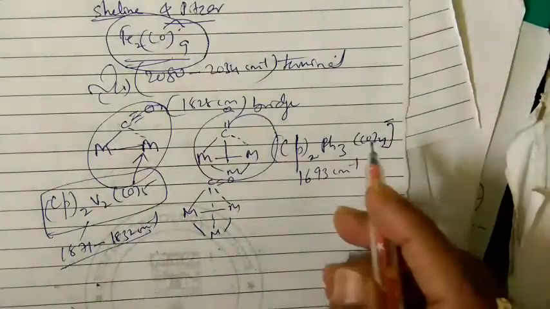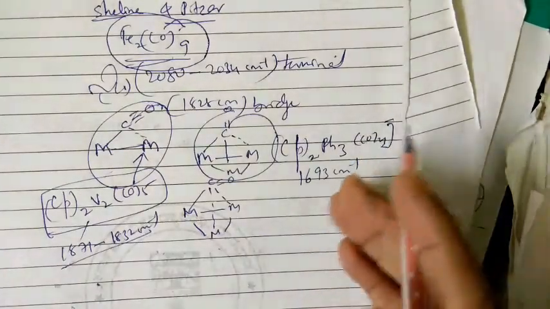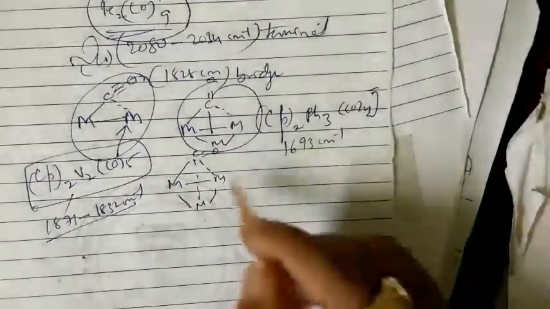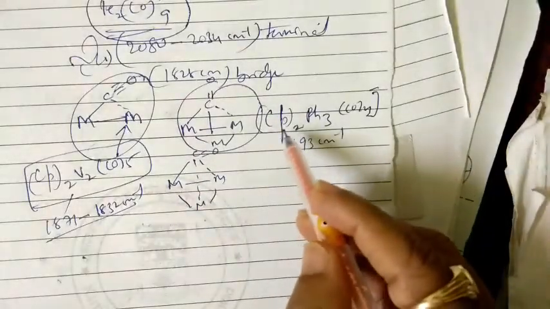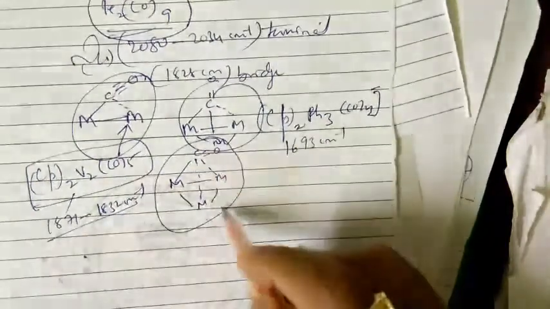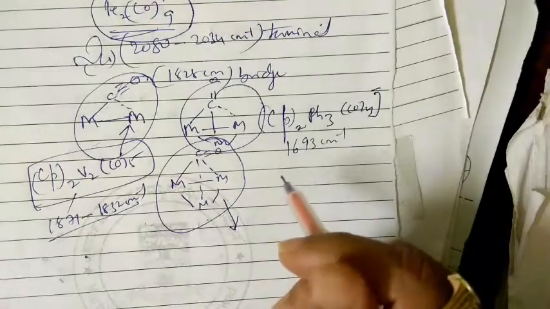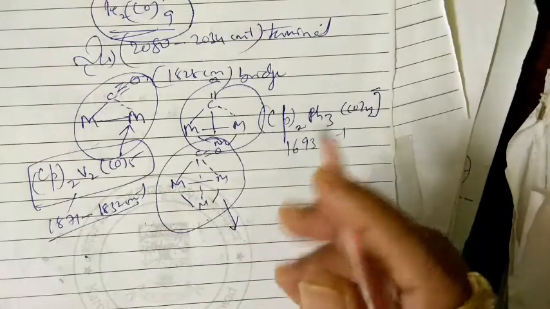So IR band at 1662. This is how the IR spectra helps us to get the semi-triple bridging mode. Another semi-triple bridging, so here is the third one, the third carbonyl. This also is a type of semi-triple bridging carbonyl stretching vibration.